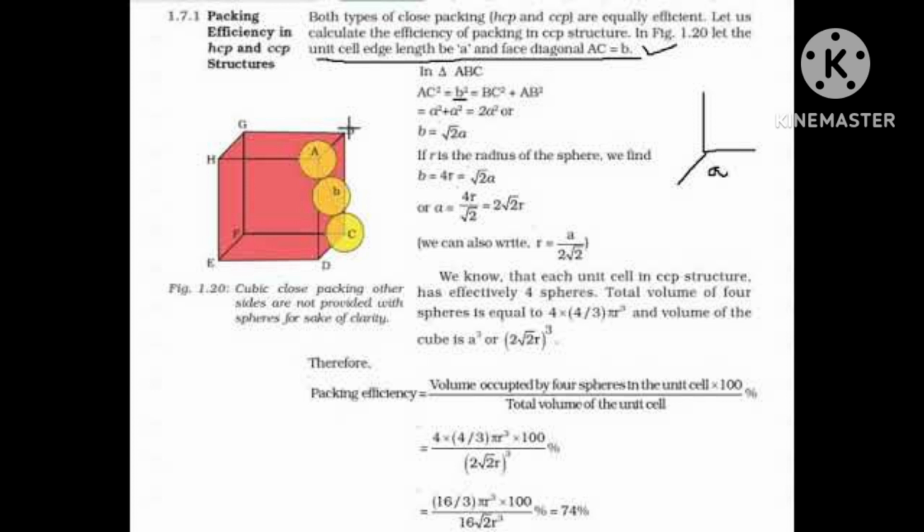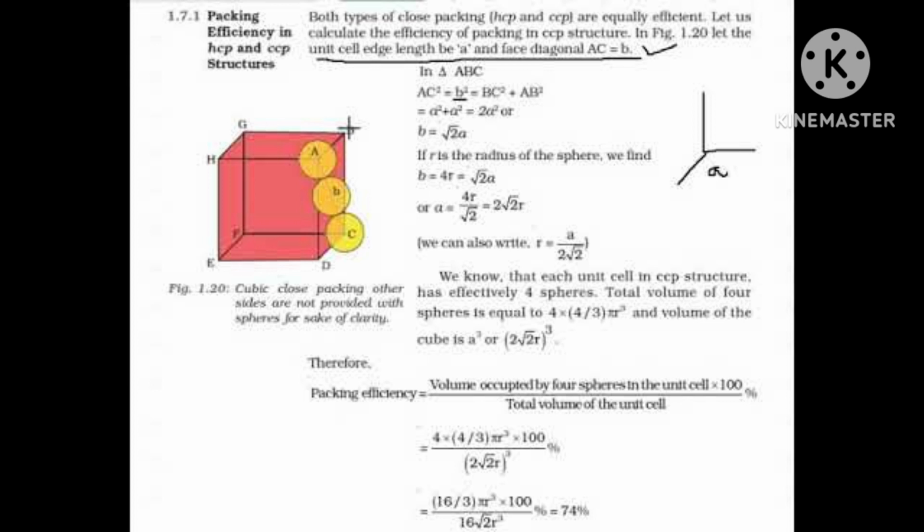What is the total volume of the cube? Quickly, we will consider (2 into under root 2 R) power 3. This you have considered as the volume of the cube.